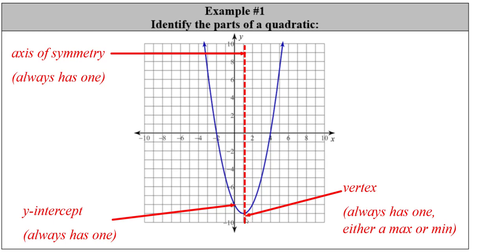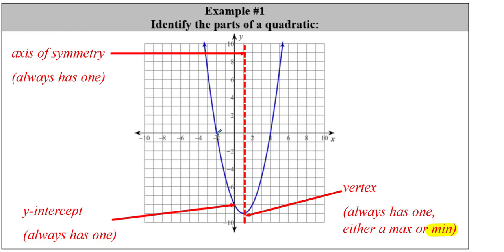In our case here, we have a minimum because that is the lowest point. So if you have something that is the lowest point, it is going to be a minimum. If you have something that is the highest point, then it is going to be a maximum.